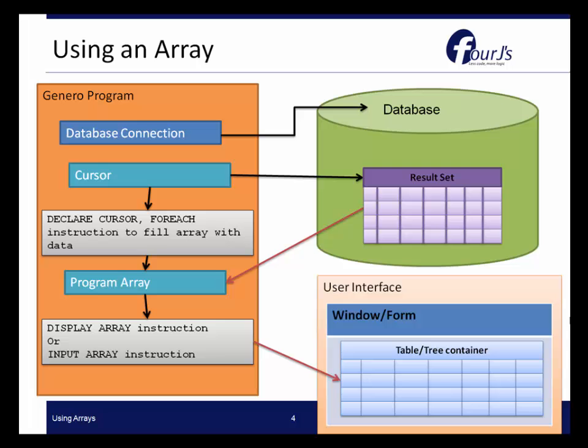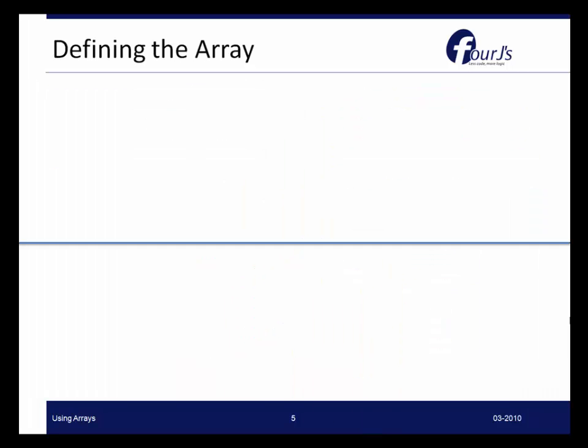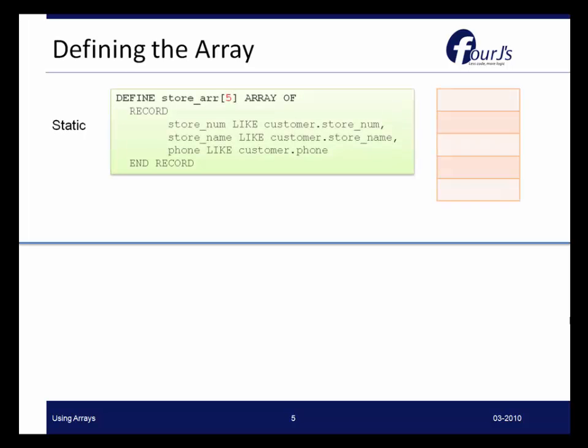Let's take a look at defining the program array. There are 2 ways to define a program array. The legacy way is to define it as a static object with a set number of elements. So here you can see we're defining store R with 5 elements as an array of record consisting of the store num, store name, and phone columns.